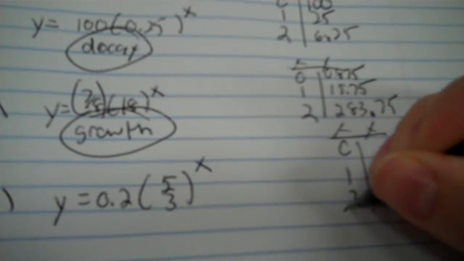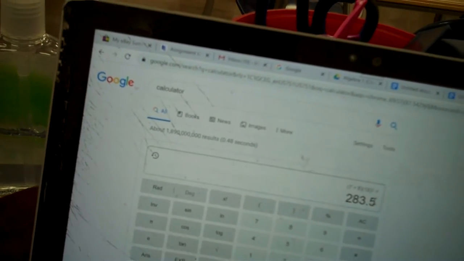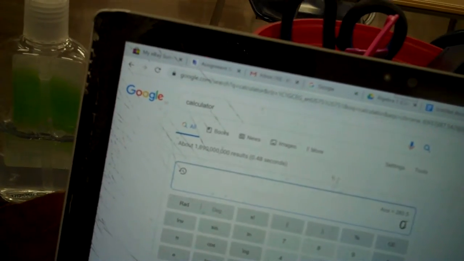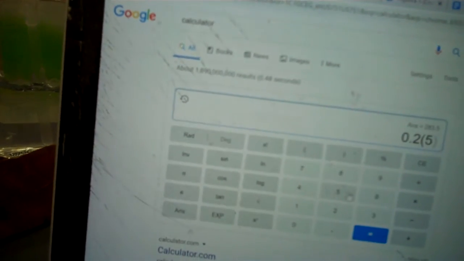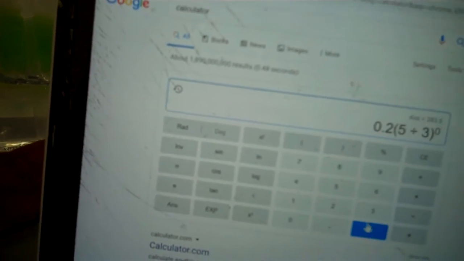Okay, number 3. Y equals 0.2 times 5/3 to the x power. 0, 1, 2. Okay, so we're going to go 0.2, parentheses, remember just go 5 divided by 3, close it. Hit the power button 1, and I got 0.2. Okay.